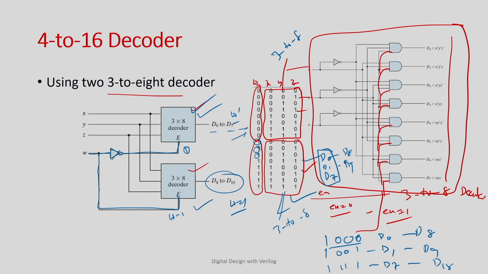Similarly, when your W is 0, this will be enabled and the other will be disabled. So the D8 to D15 lines will always give you 0. This way you will get all the values from D0 to D15, and I am making sure that although I am using two decoders, I am enabling only one of the decoders for half of the inputs. As a result, I will get exactly D0 to D15 in this scenario.